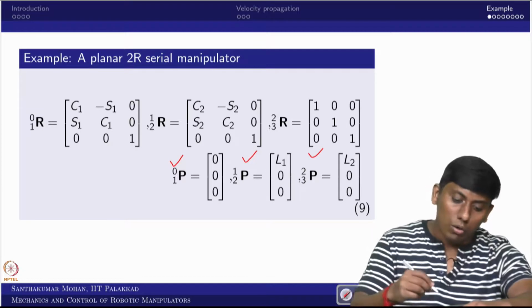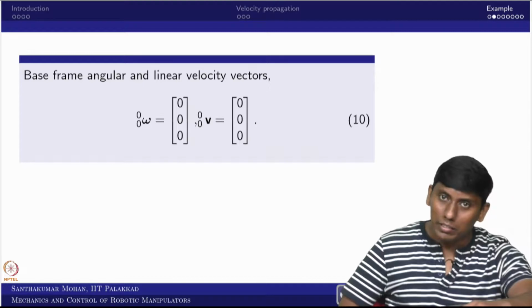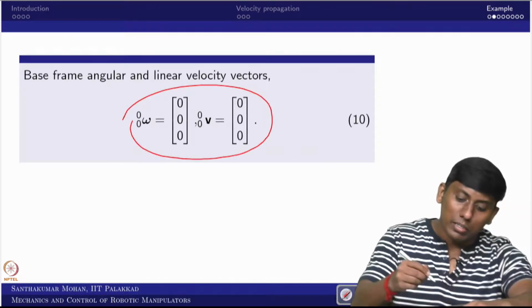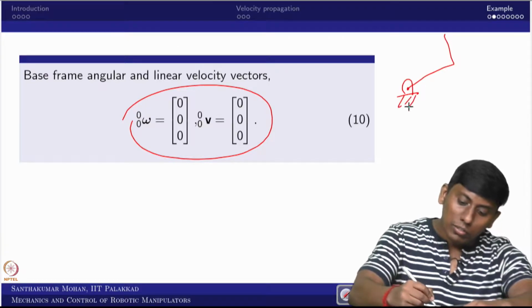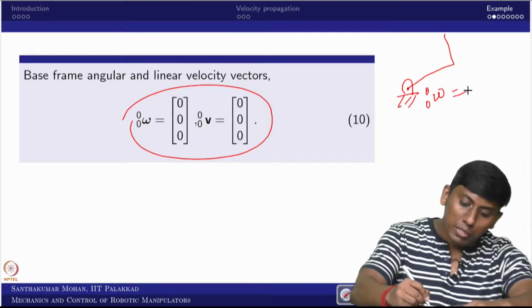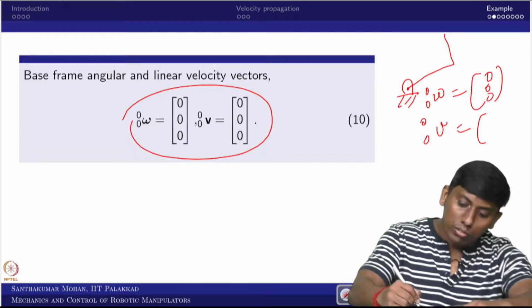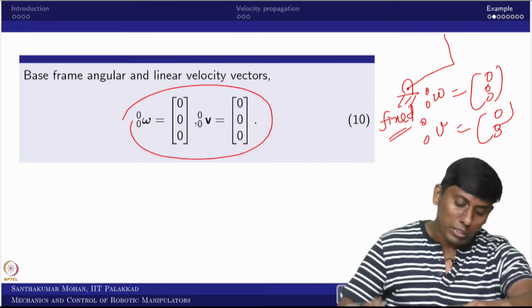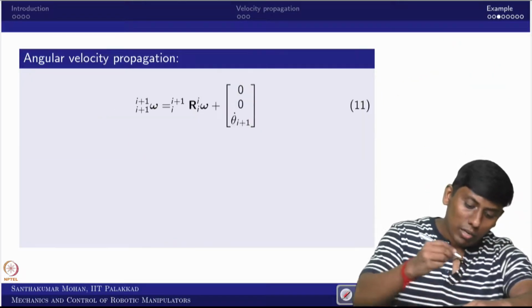Now that we know all this, what do we have to do? We have to start with the base linear and angular velocity. We assume that the frame is fixed, so omega 0 0 would simply be 0 0 0, and V 0 0 would also be 0 0 0, because it is fixed. If it is fixed, the frame velocity would be 0. That is the assumption we have taken. Now we can go ahead.